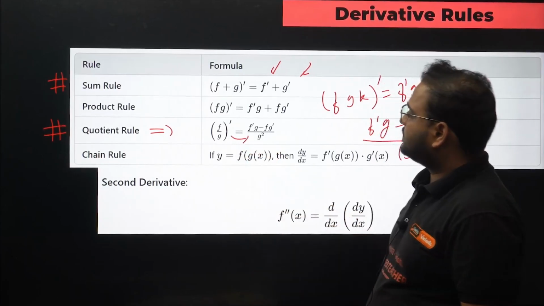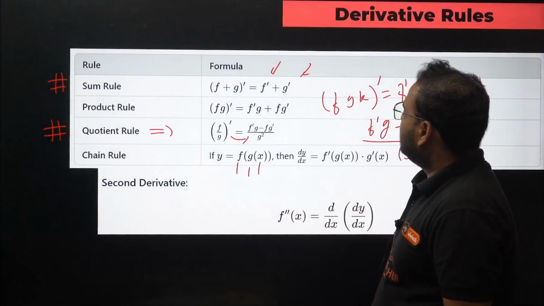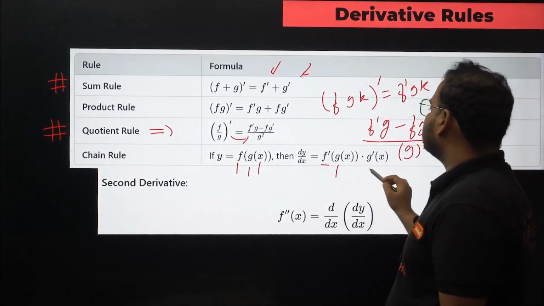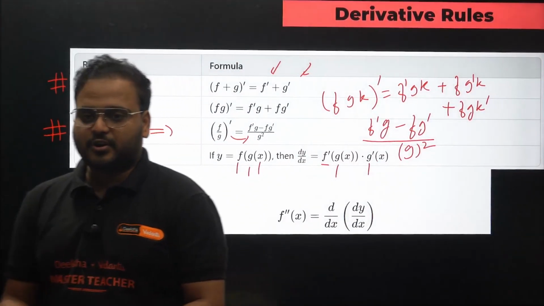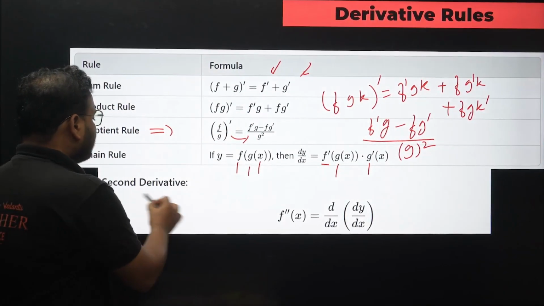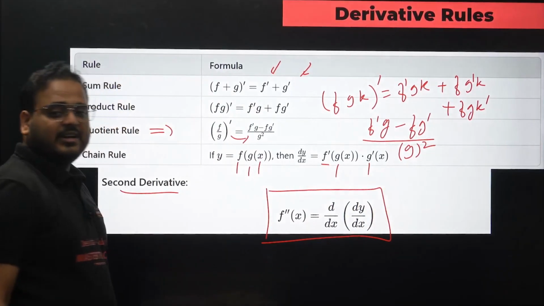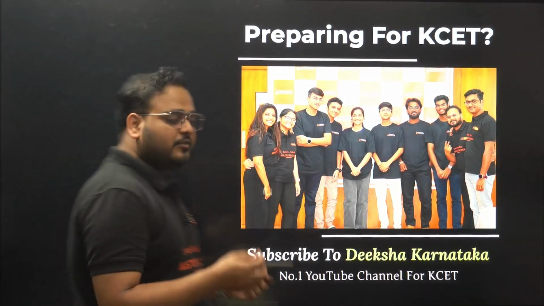Now the chain rule. If we have functions f, g and x, differentiate f first, then g, then comes x. The derivative of x is 1, that's why it's not written over here. The second derivative is what? The derivative of the first derivative. The second derivative is the derivative of the first derivative. These are the formulas, and that is the end of the session today.